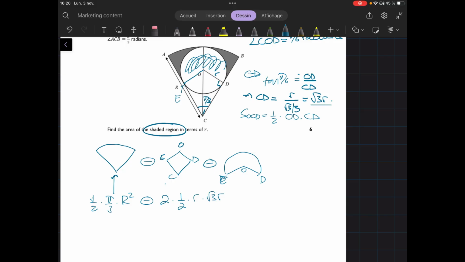Last piece of the puzzle. If angle ECD is 60 degrees, this angle has to be 120. This means that this big angle has to be 240 degrees or 4 pi by 3 radians. So the area of this sector is going to be a half times 4 pi by 3 times small r squared.